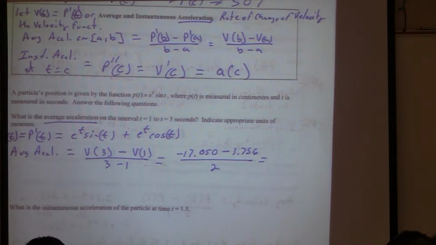Alright, are we good? If you're getting different numbers, it's because you're not in radians. Maybe your friends are being mean and changing your calculator to degrees. Maybe I'll do that tomorrow on purpose. Alright, what do we get?